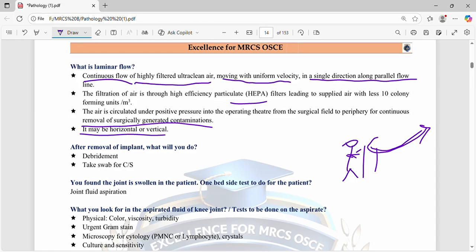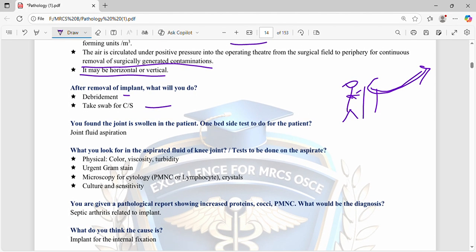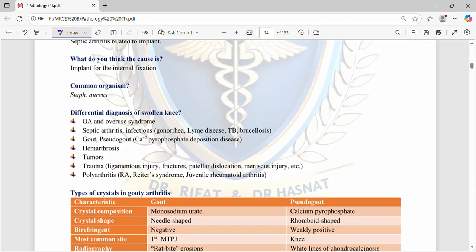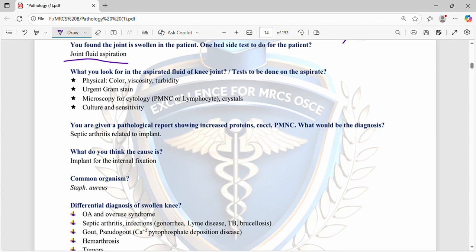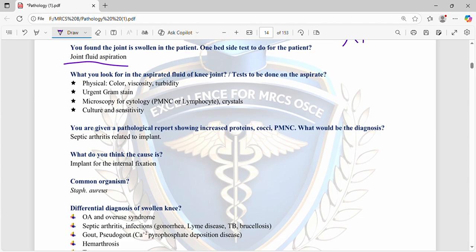After removal of implant, what will you do? Debridement and take a swab for culture and sensitivity. You found the joint is swollen in the patient. One bedside test to do for the patient is joint fluid aspiration. What do you look for in the aspirated fluid of the knee joint? Physical examination of the joint aspirate, routine examination: color, viscosity, turbidity, urgent gram stain, microscopy for cytology, polymorphonuclear cells or lymphocytes, and look for crystals as well, culture and sensitivity.